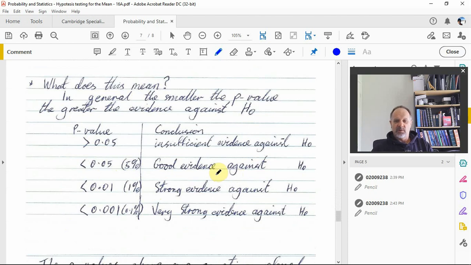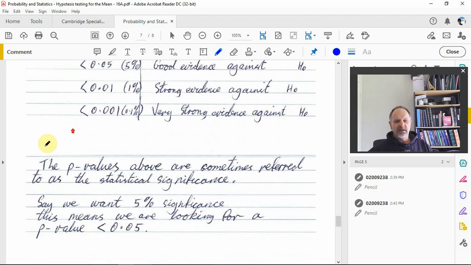So what was H0? H0 was that the new model's fuel consumption is exactly the same as the old model's fuel consumption. But because we've got that p-value way down that bottom end, it's actually pretty good evidence that it might be more fuel efficient.